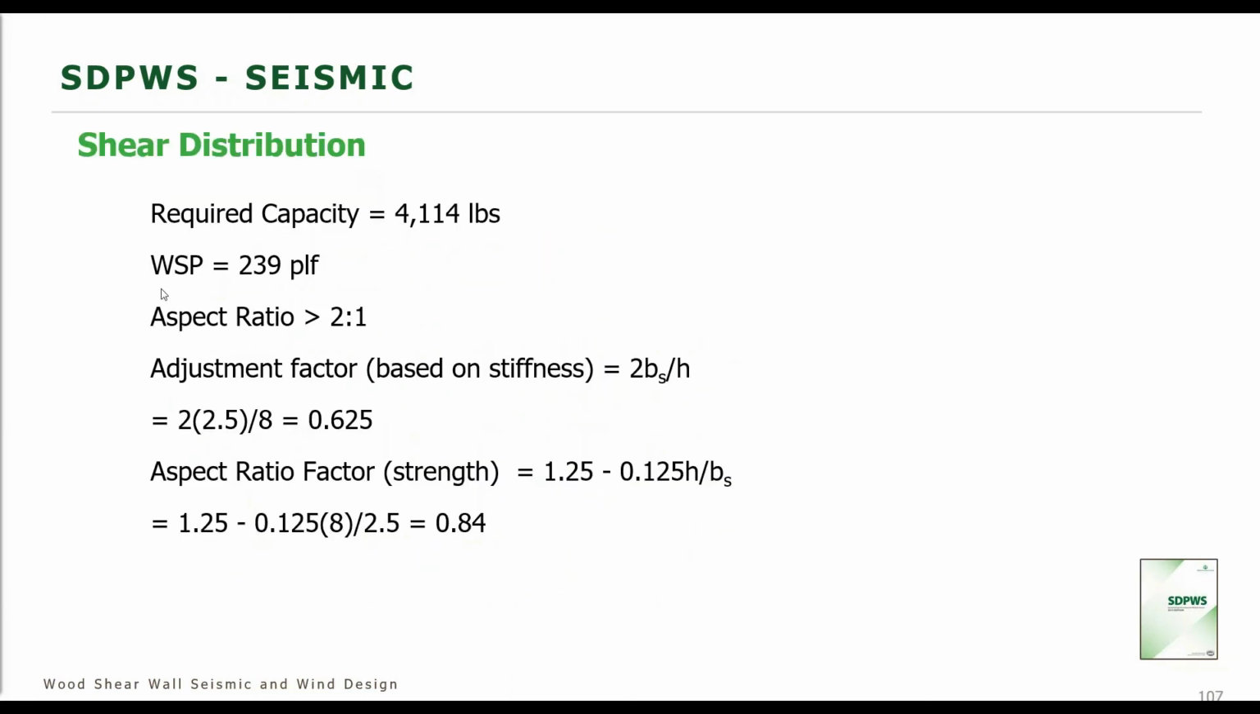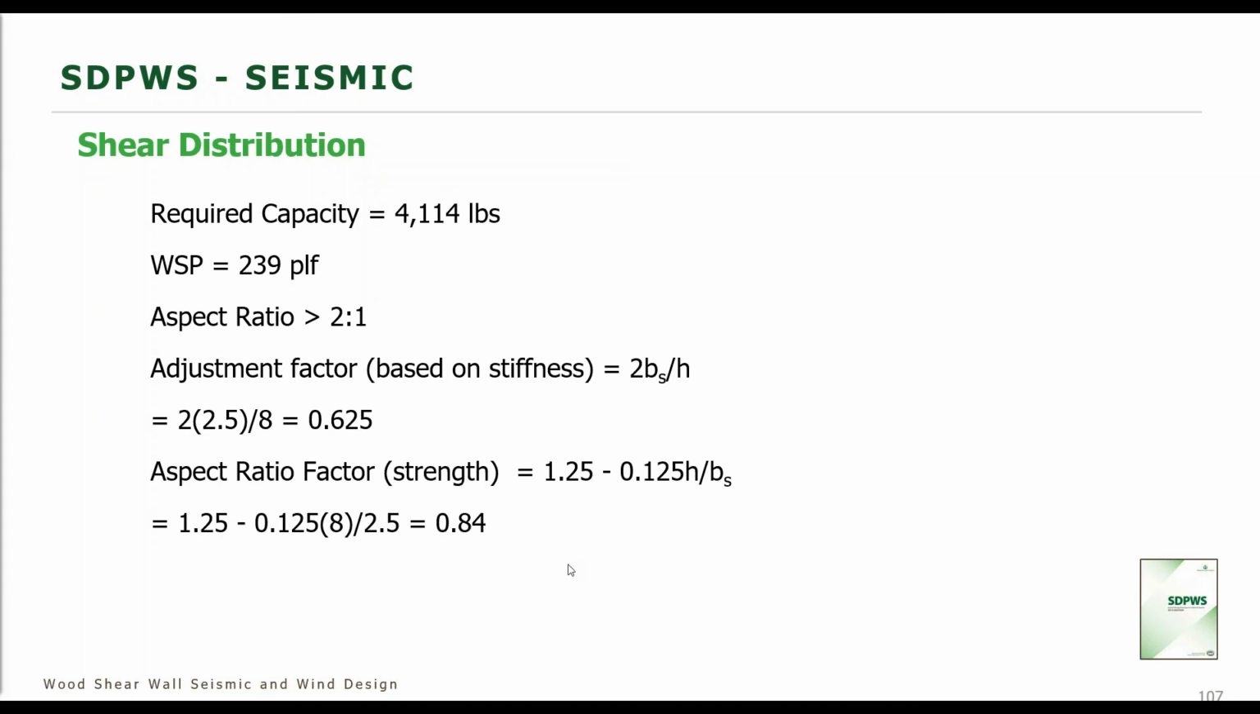So remember, we have our wood structural panels at 239 pounds per linear foot. We're going to compare the adjustments. One is based on stiffness, which is the 2B over H, and it comes out to be 0.62.